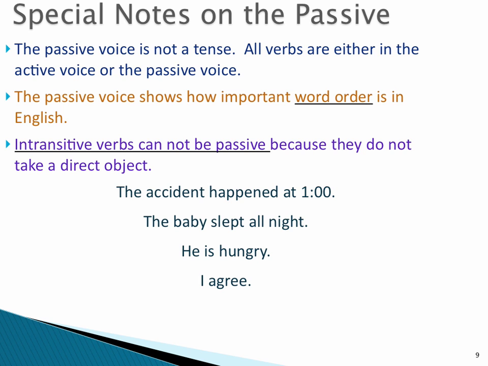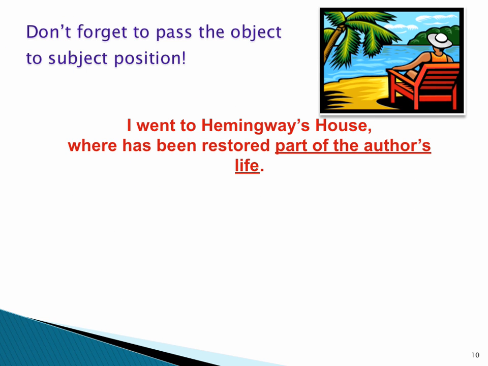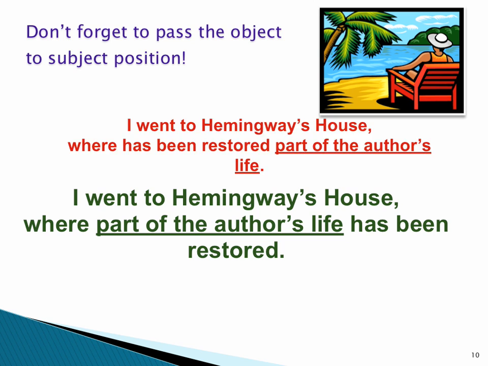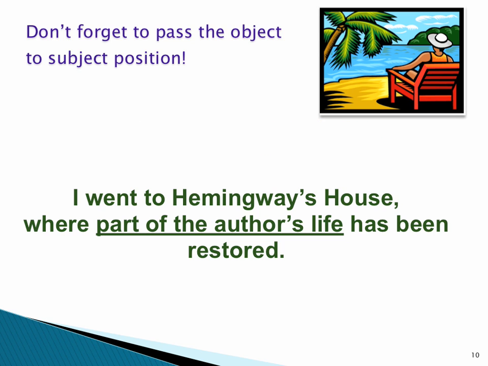Don't forget to pass the object to subject position. In this example, I went to Hemingway's house, where has been restored part of the author's life. The writer has beautifully written the passive voice in the present perfect tense. However, she forgot to put the subject in the subject position. It should read like this: I went to Hemingway's house, where part of the author's life has been restored. Remember, even when we use the passive voice, we need to have a subject in the subject position.